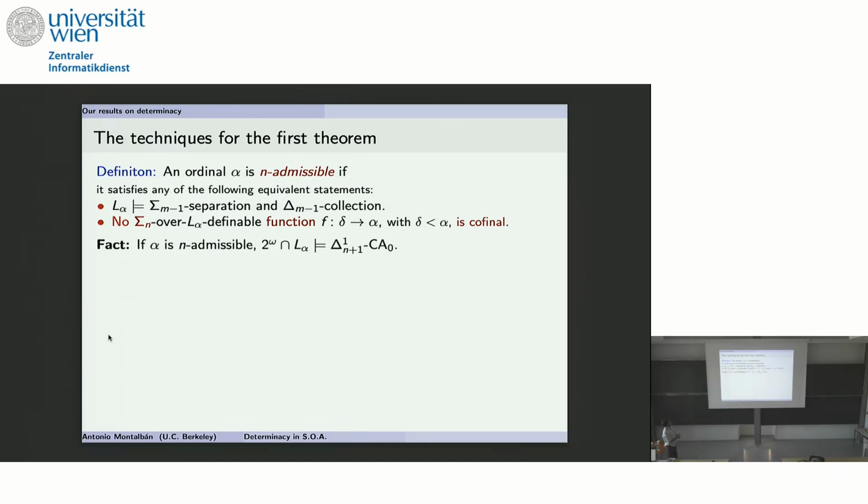So why do we care about n-admissible ordinals? It is because in this setting, if you have an n-admissible ordinal and you look at the reals in L of alpha for that alpha, then that models delta 1 n plus 1 comprehension. And actually, if you take the least alpha n to be the least n-admissible ordinal, then that is also the least ordinal such that you satisfy delta 1 n plus 1 comprehension. But we don't need that here.